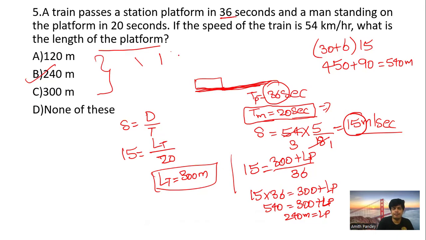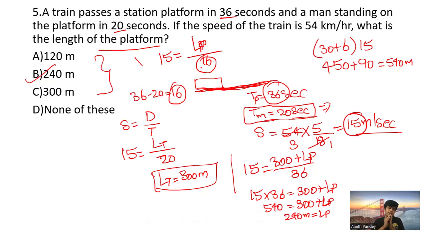Let me write. Now I want exclusively the platform length. So 36 seconds is for platform plus train. Sorry, platform plus train. And only the train's time is 20. So 36 minus 20 is 16. So this 16 seconds is exactly the time if there is no train. If I don't consider the train time, it will take only 16 seconds. And if you multiply 15 into 16, you'll get the same answer, that is 240.